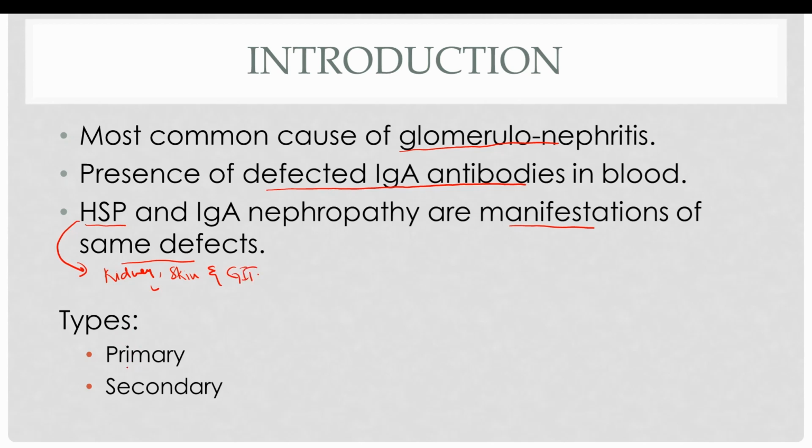So IgA nephropathy can be either primary, which means it is of idiopathic nature and the cause lies within the kidneys, or it could be secondary, which occurs most commonly due to liver diseases.